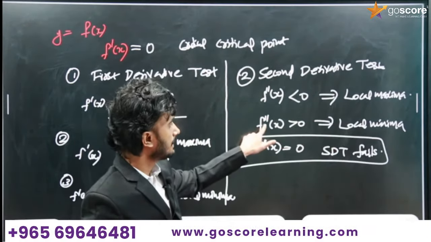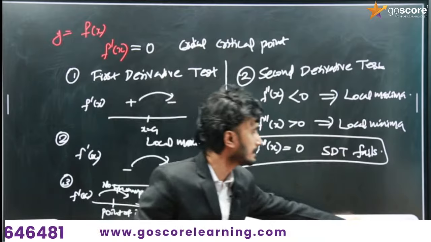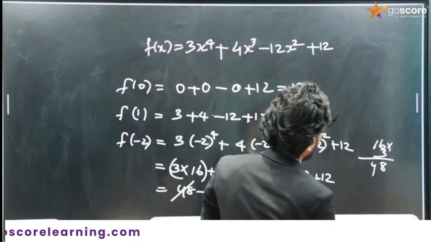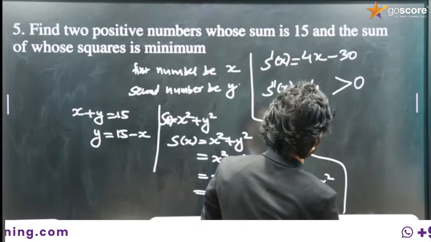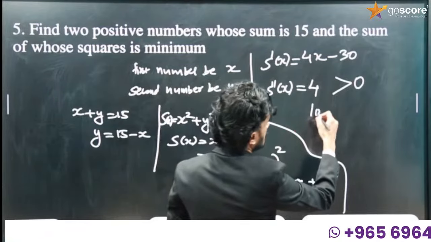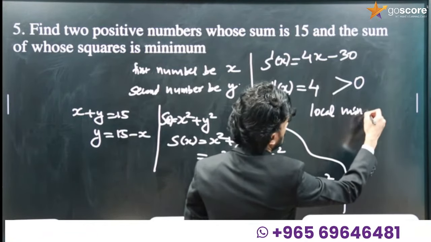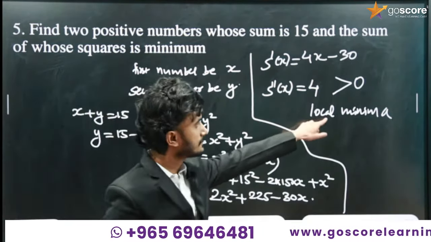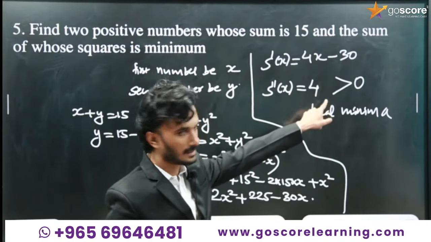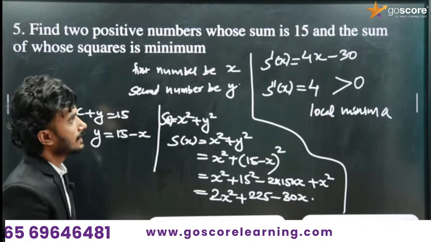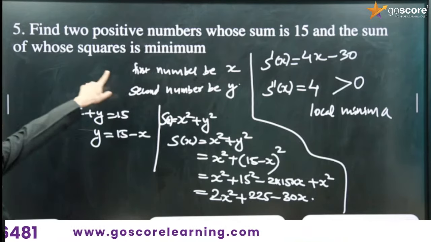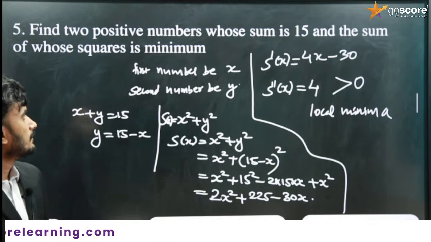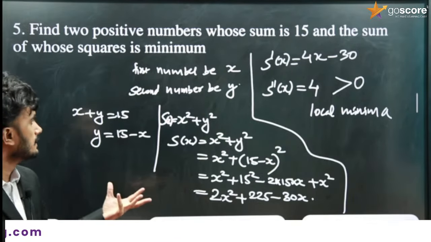So if f double dash of x is greater than 0, it is a local minima. So that value is a local minima value. 4 is always greater than 0, so that value is local minima. So it is clearly the condition, the sum of whose squares is minimum. Yes, it is minimum. So we want to find the two numbers.